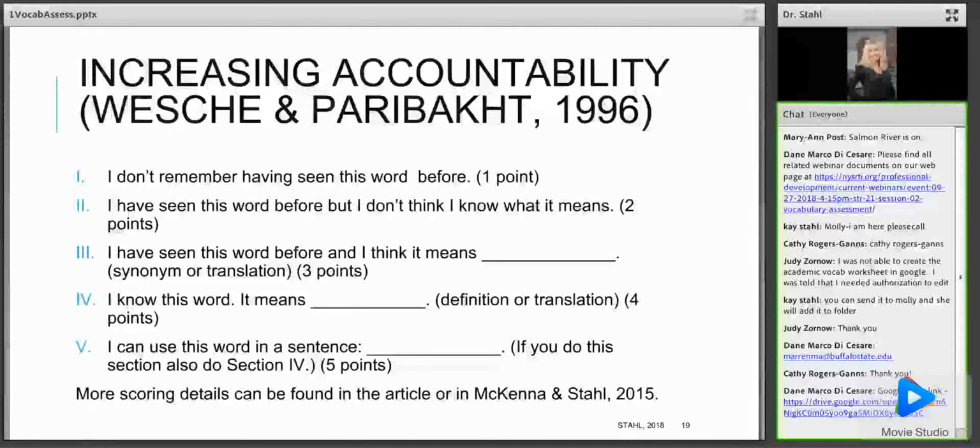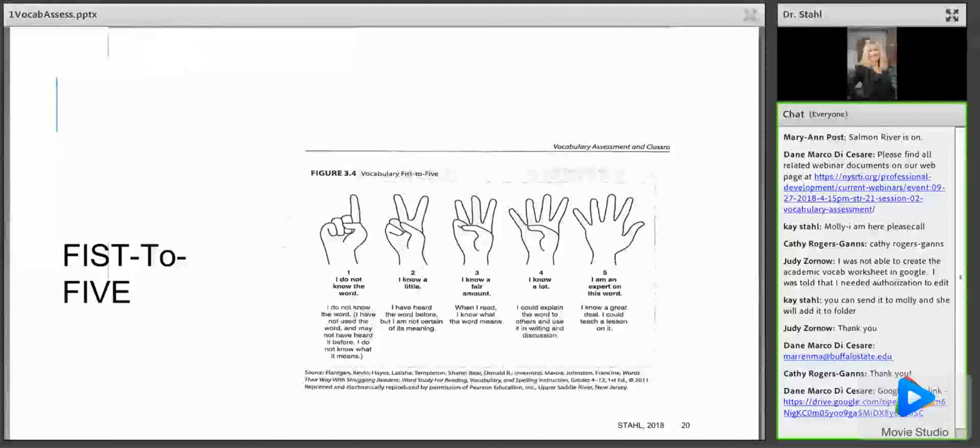More details can be found in the article that you have in your package, or in the McKenna and Stahl book, if you happen to have our assessment book as well. This is described in much more detail, and you could go back and study it. So you want to raise the stakes. You could give the same pretest, but raise the stakes with higher claims of knowledge.